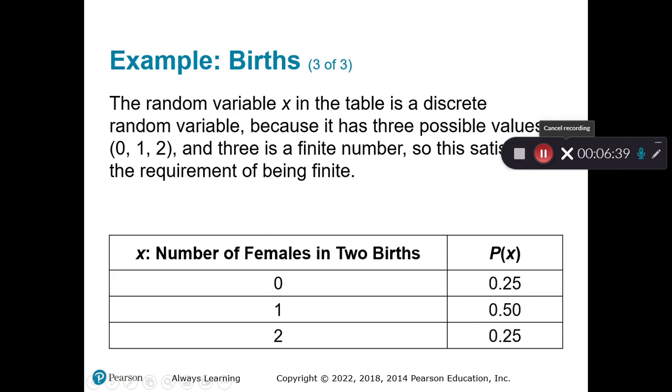The random variable in this example is discrete because the possible values of X are finite. I can start and end the list. It has exactly 3 different possible values.